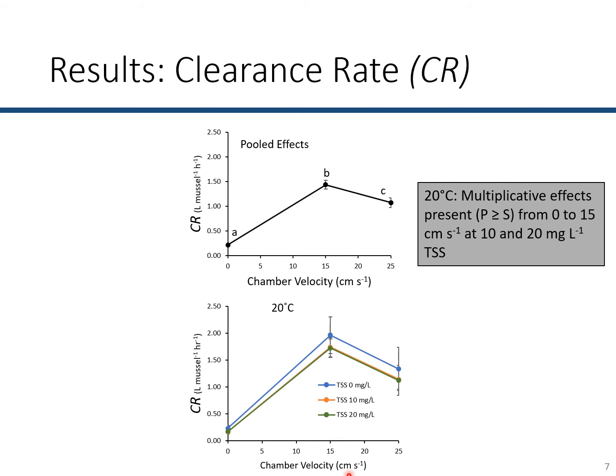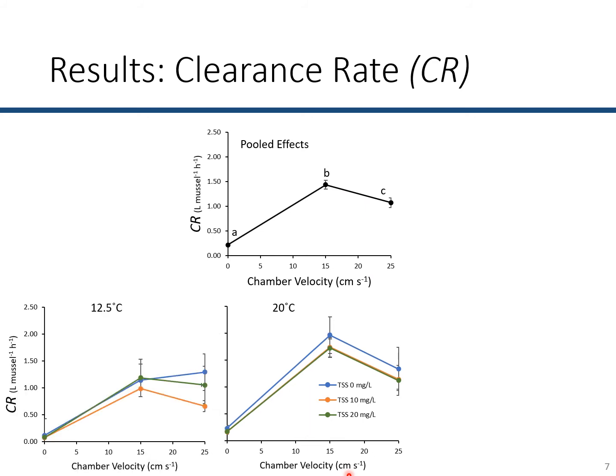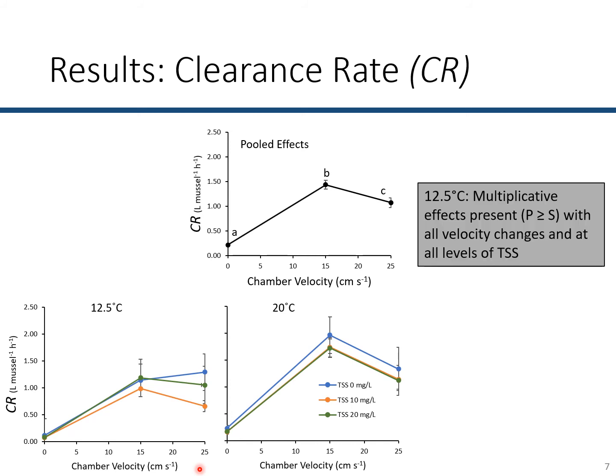So next, let's head over to 12.5 degrees, where here, once again, along the x-axis, CR increased from 0 to 15 centimeters per second, although to a relatively lower extent than what it did at 20 degrees Celsius. And then from 15 to 25 centimeters per second began a slight decline, except for the case of 0 TSS, where it continued a slight incline. And here I found multiplicative effects to be present with all velocity changes and at all levels of TSS.